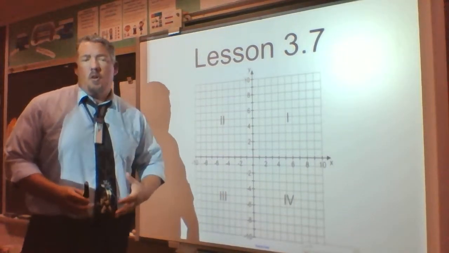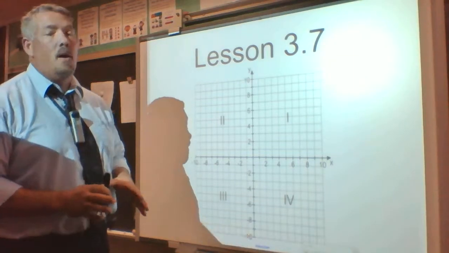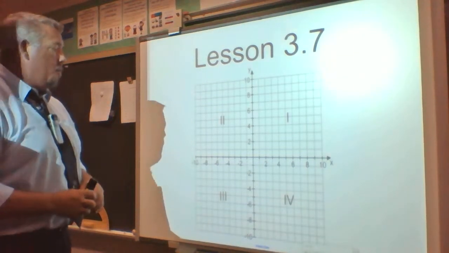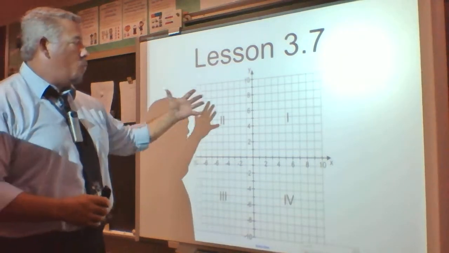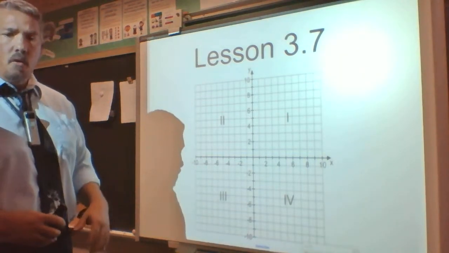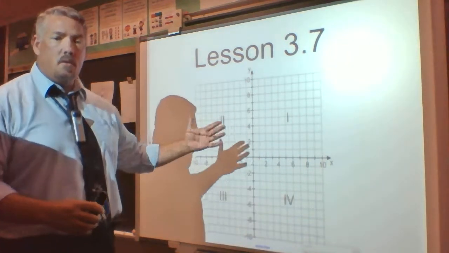So in this video we're going to talk about lesson 3.7. Lesson 3.7 gets me into one of those topics that I really enjoy in math, being able to plot things on a coordinate plane. So this image is what we call a coordinate plane. Notice it's made up of several different factors. We have what is called the four quadrants.